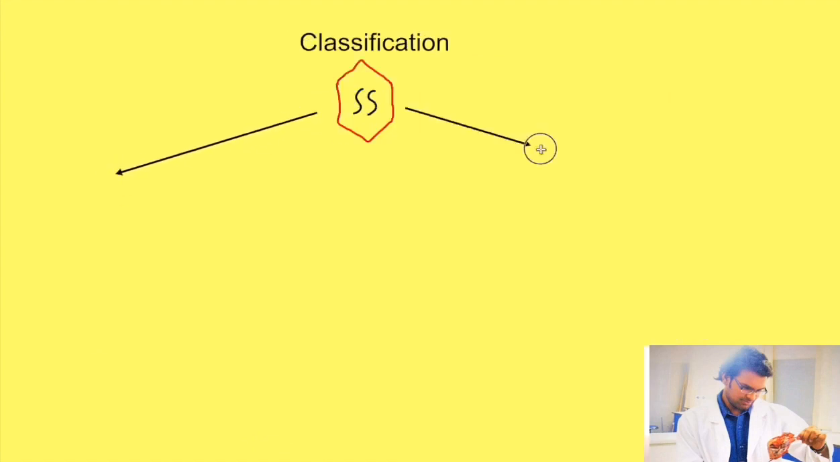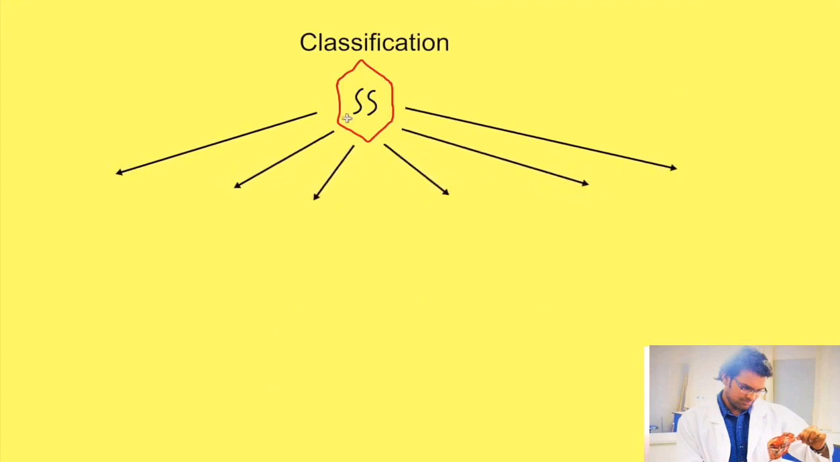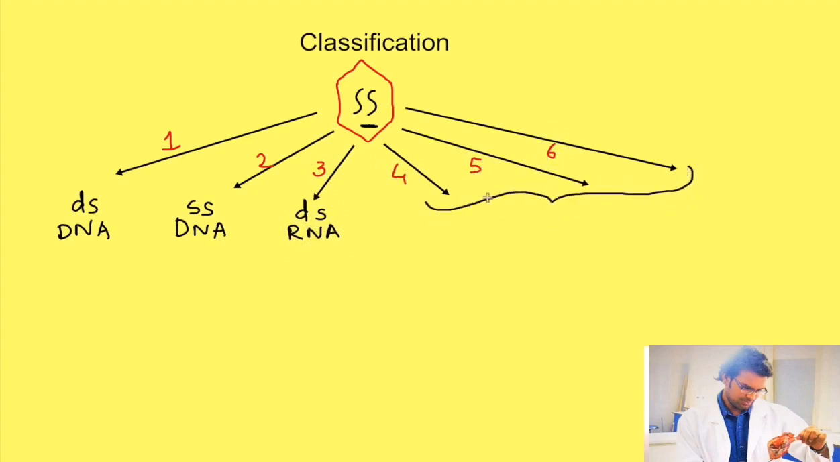Now viruses have been broadly classified into 6 types based on their genome. The first class includes viruses with double-stranded DNA. The second class, viruses with single-stranded DNA. Double-stranded RNA viruses are in the third class, and the 4th, 5th and 6th classes are single-stranded RNA viruses with some differences.